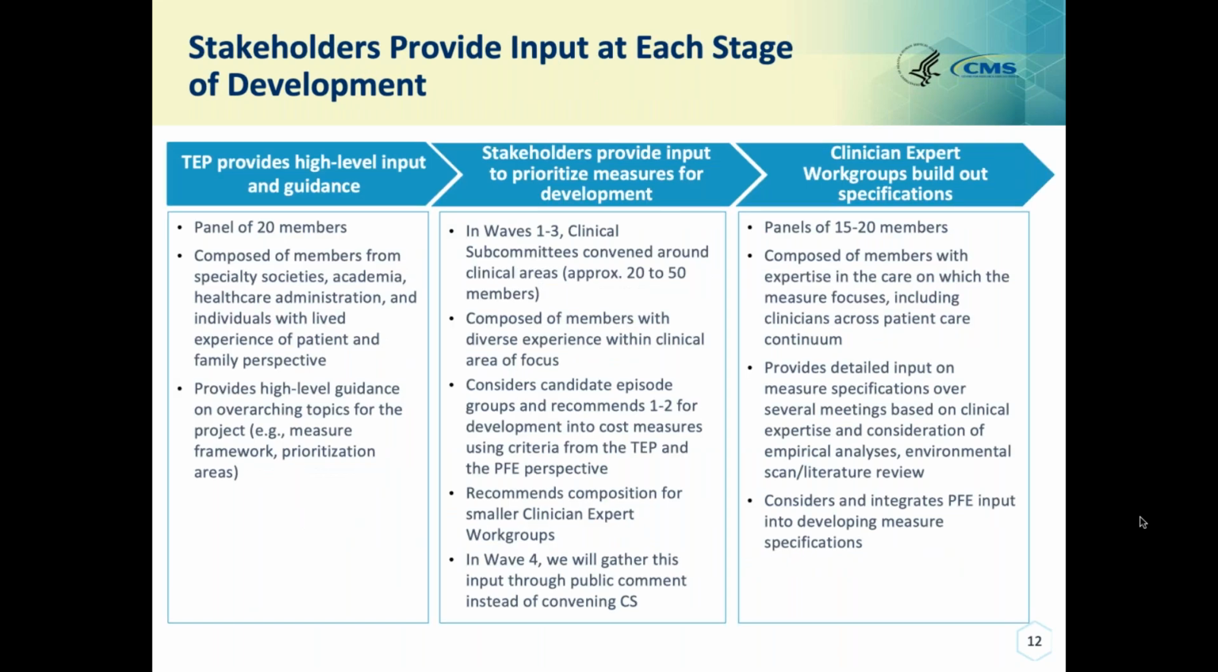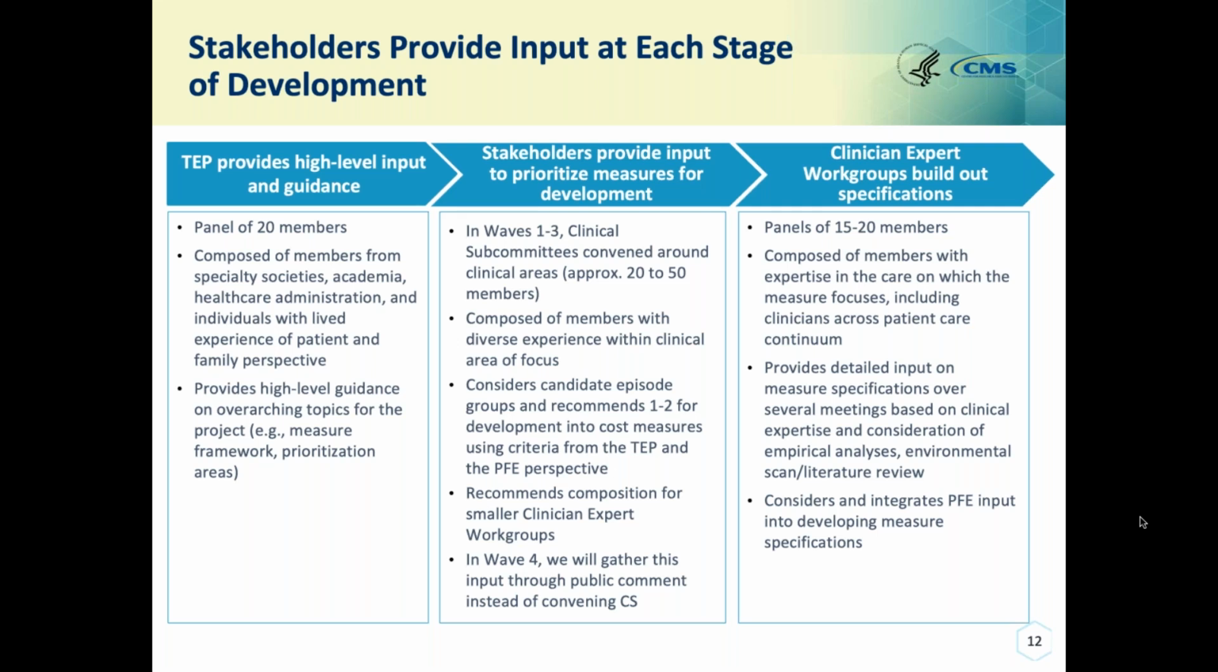This slide provides a bit more detail about the development process and the role that stakeholders play at each stage. We have a standing technical expert panel, or TEP, which provides high-level guidance for topics across the project. This has included discussing questions about a new measure framework and which clinical areas should be priorities to develop, which has helped shape the focus areas for Wave 4. Within each wave, we typically convene clinical subcommittees to provide input on candidate episode groups using the prioritization criteria that the TEP helped to develop. In Wave 4, we'll gather this input through the public comment period instead.